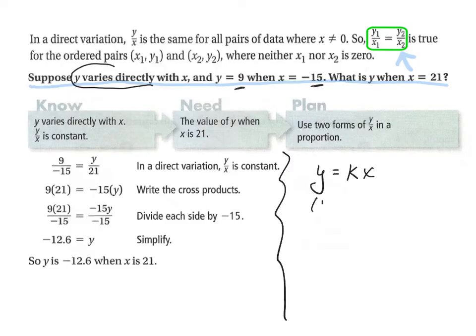So I'm going to put a 9, and remember, whenever we substitute, we put them in parentheses, right? And I'm going to solve for k. So I'm going to divide by negative 15, and I get k equals, I'm going to reduce that and put the negative in the top. What's that, negative 3/5? So then I'm going to rewrite it. This is my rule. y equals negative 3/5 x.